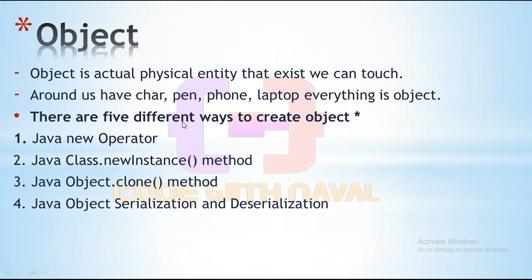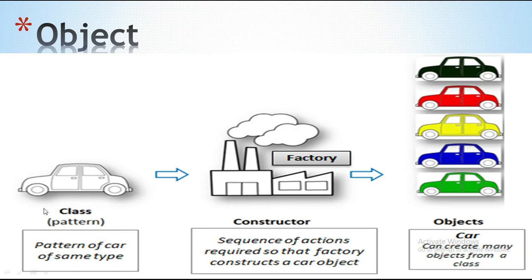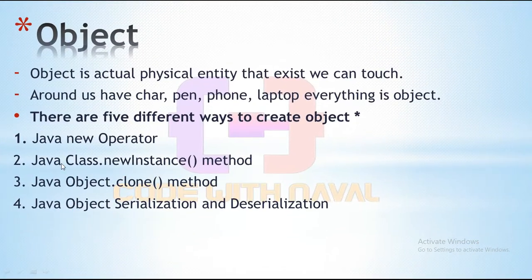First, you can see this diagram here. This class is just a blueprint that does not exist. People can't see that paperwork. When we create an object using a constructor, then the actual car is present, the actual car exists. That existing car is nothing but an object, and that blueprint is nothing but the class. Here we have a total of four ways we can create an object.